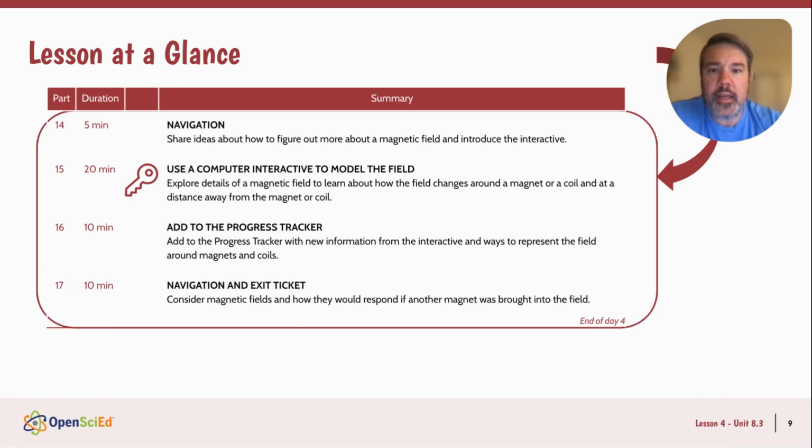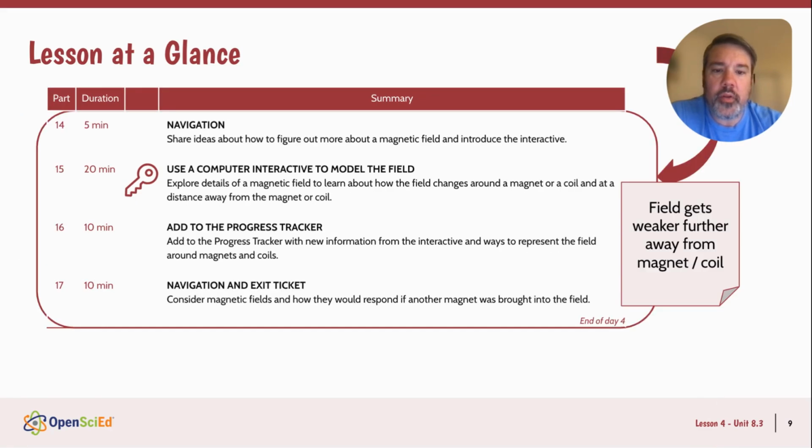On the last day, we put it all together when we use that simulation, and we add one more piece to it, which is that the forces actually get a bit weaker as we move away from a particular magnet or coil. This is where the kids get to see the simulation and really picture more of what that field looks like, and get an understanding of that relationship between the force and the distance.